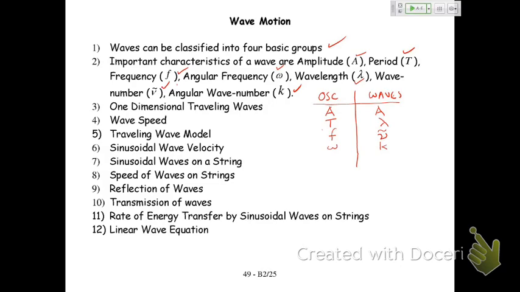And the relationships, I hope you're learning that omega equals 2 pi times f. Well, k is equal to 2 pi times the wave number. If I told you that f is equal to 1 over T, I hope you can see that wave number is equal to 1 over lambda. The analogies, they're very similar, so we'll get to that.